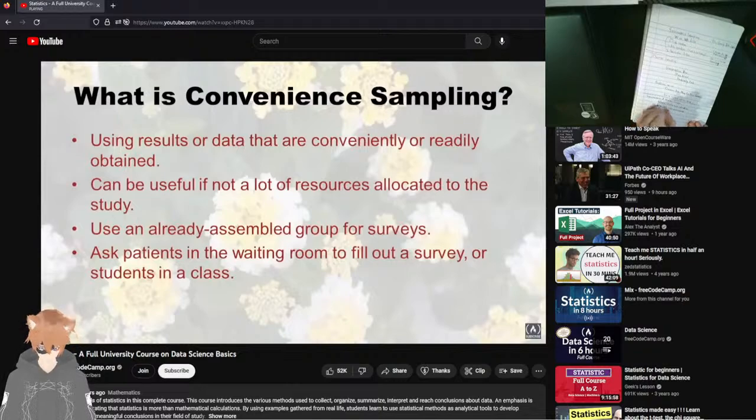And this can be useful when there's not a lot of resources allocated to the study, like I was a starving master's student, right? I didn't have any money. So that was perfect for me, convenience sampling.